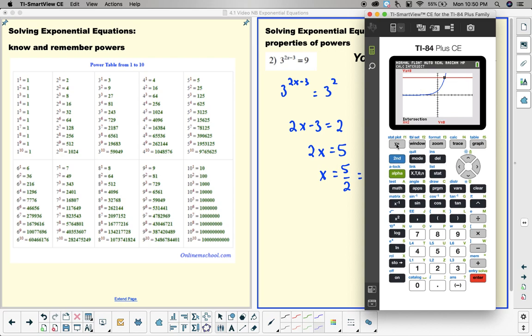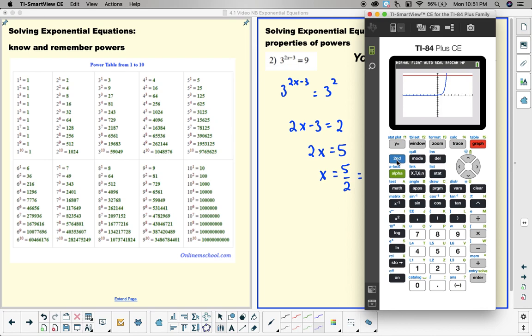So I am going to clear out this equation, and the left-hand side is 3 to the power of, and I just do 2x minus 3. Enter. The right-hand side is 9. And now I graph it. And yeah, the intersection point does show up in this window, so I don't have to do any window maneuvers.